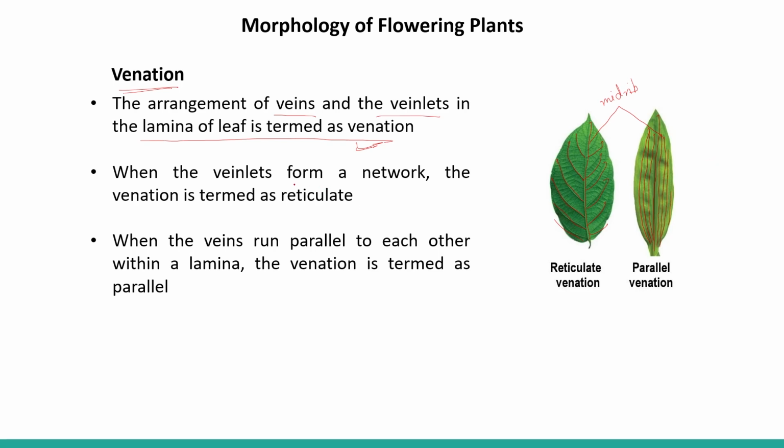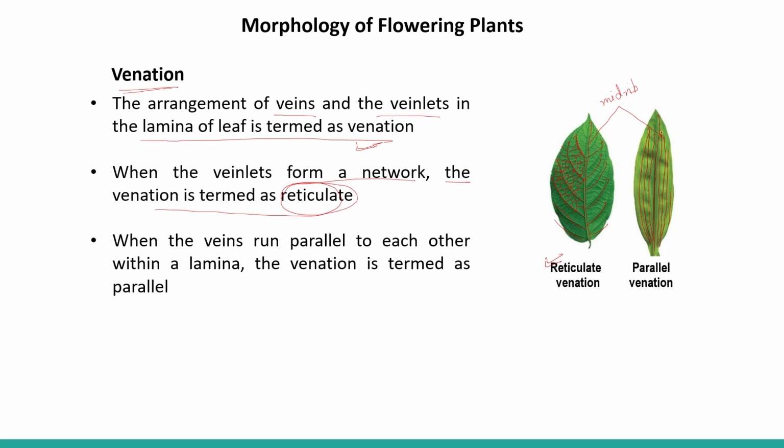So when the veinlets form a network, the venation is termed as reticulate. So here they are forming a network. Main midrib, then veins, and then they give rise to veinlets. Now these veinlets form a network which does not have any particular arrangement. So they form a mesh-like structure like this, and that is called reticulate venation.